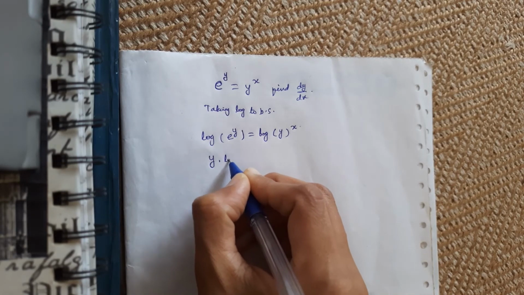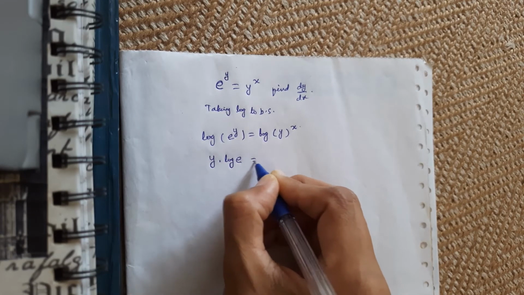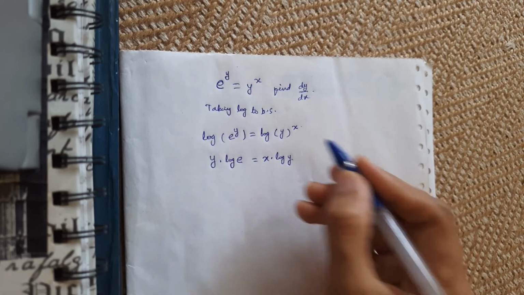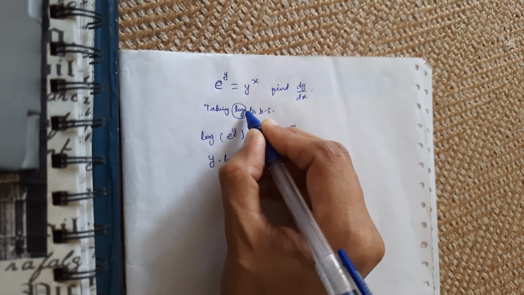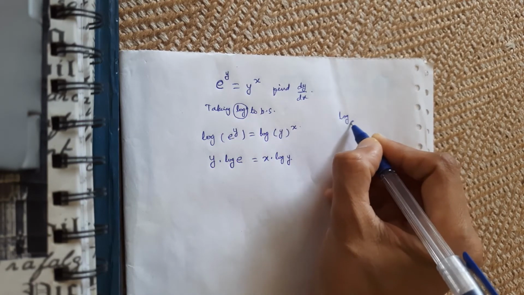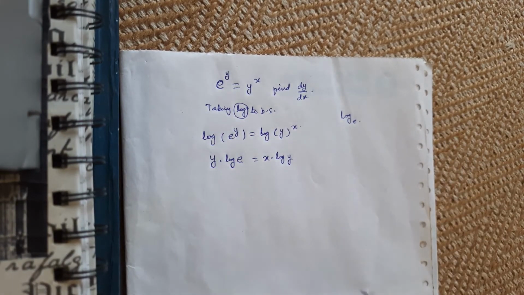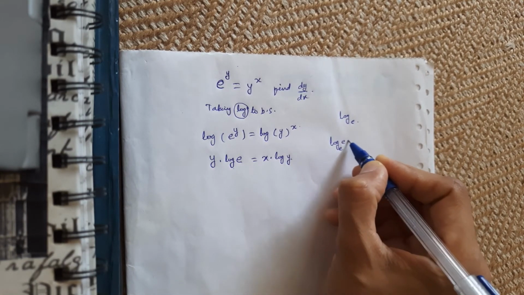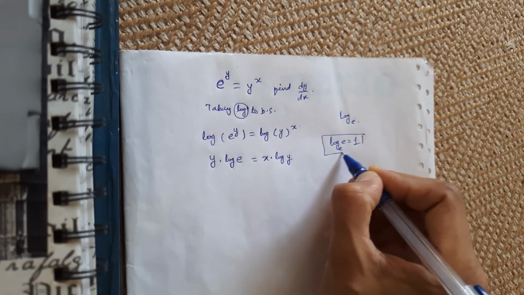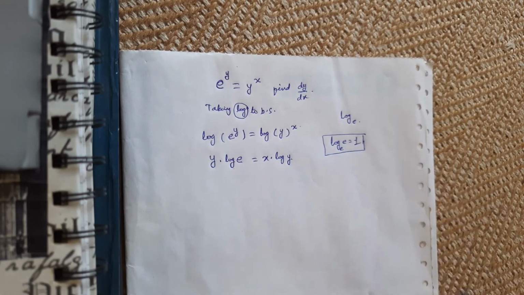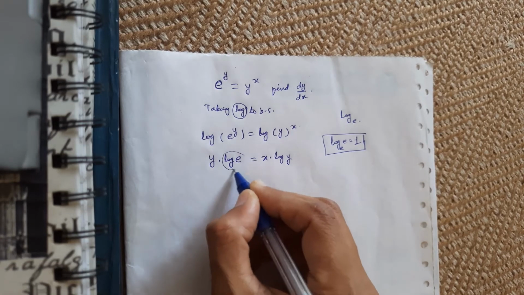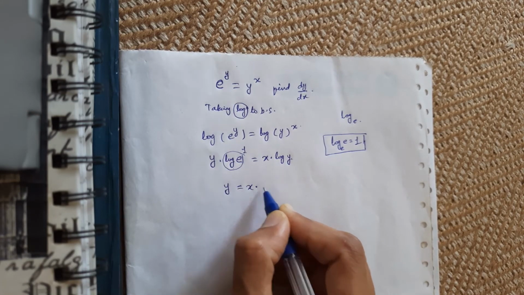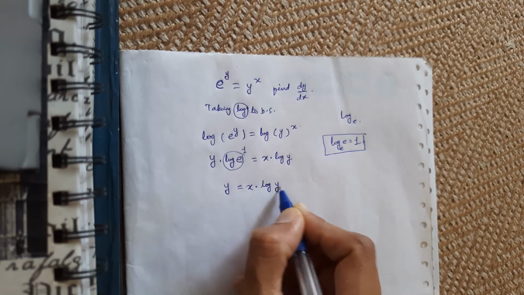y into log of e equal to x into log of y. And since I told you that the base of this logarithm is always e in derivative calculus, here log to the base e of e is 1, that we have seen in the logarithm chapter. So log to the base e of e equal to 1. So this value becomes 1. What will I get? y equal to x into log y. Okay.